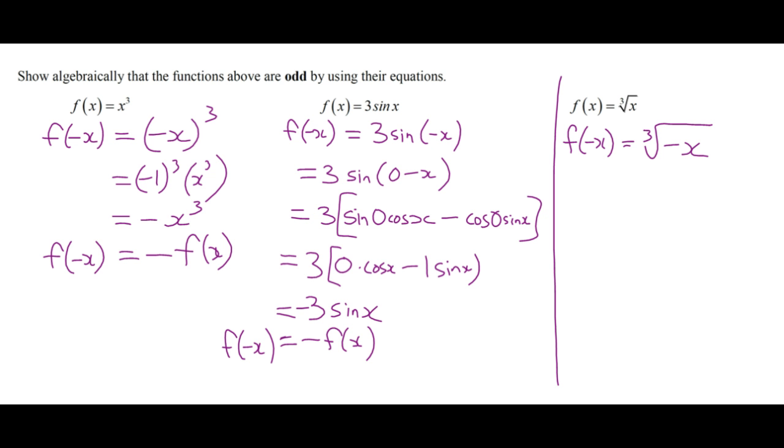So f of x is equal to the cube root of x. So f of negative x is the cube root of negative x, which is equal to the negative cube root of x, right? We can always pull a negative sign under a cube root out front, which is negative f of x. So f of negative x is the negative of f of x.